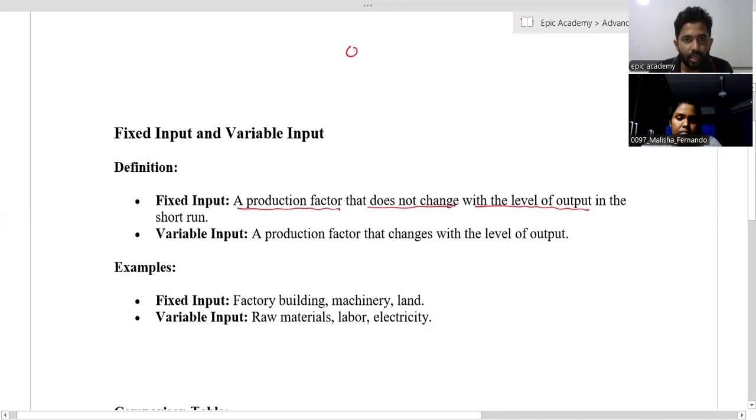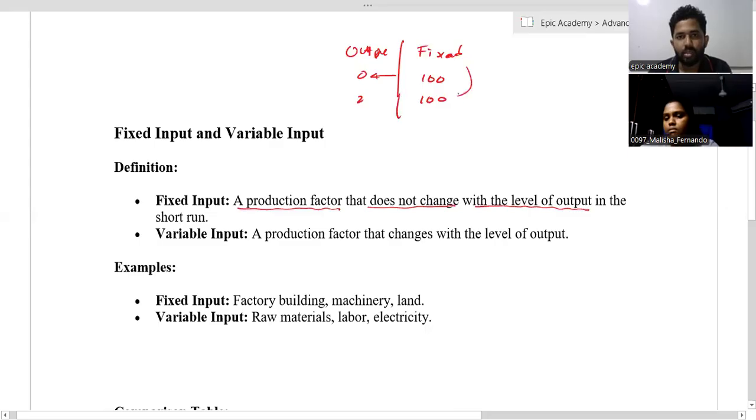So when the output is 0, there must still be a fixed cost, isn't it? If the fixed cost is 100, when production is 0, the fixed cost is already 100. When production is 2, the fixed cost is 100. Because fixed cost is not going to change. That is why we call it fixed. Fixed means stable, constant, not going to change.